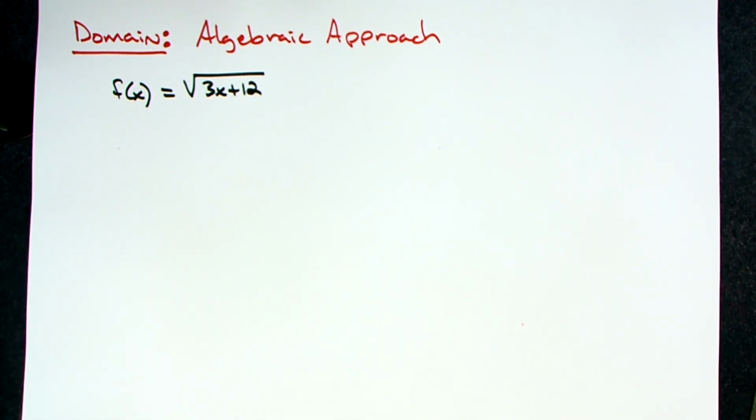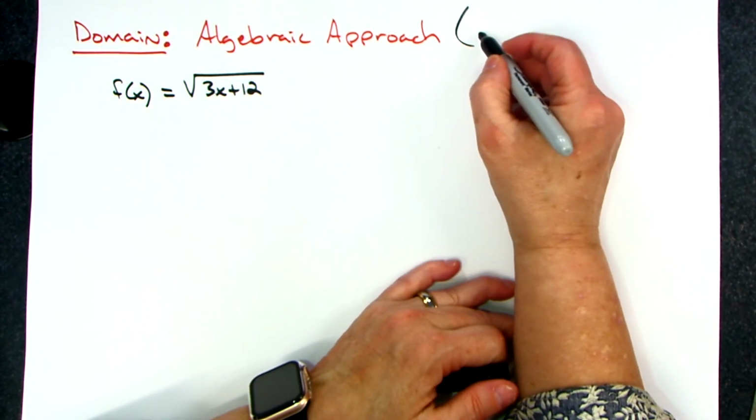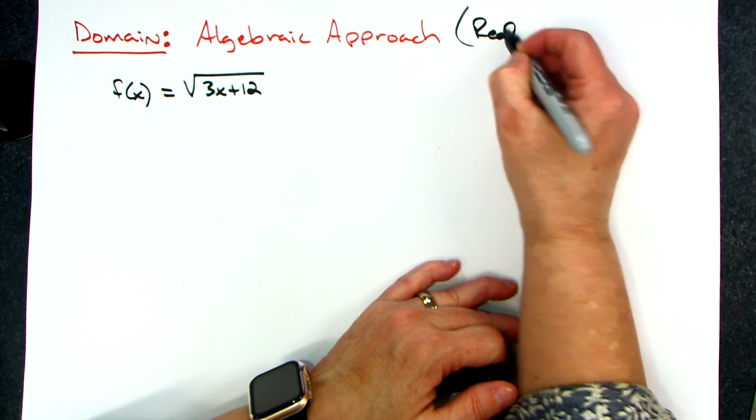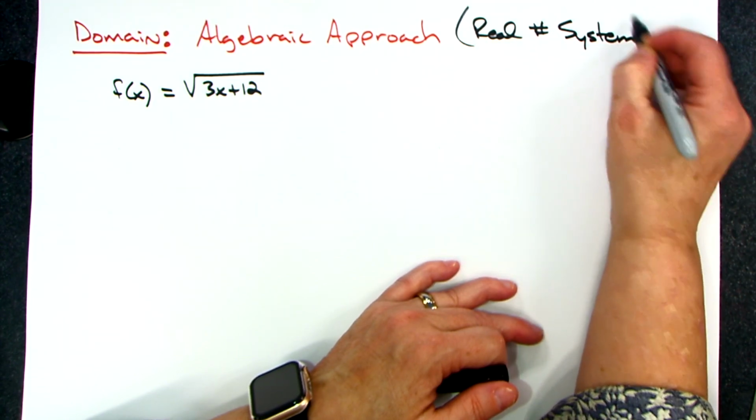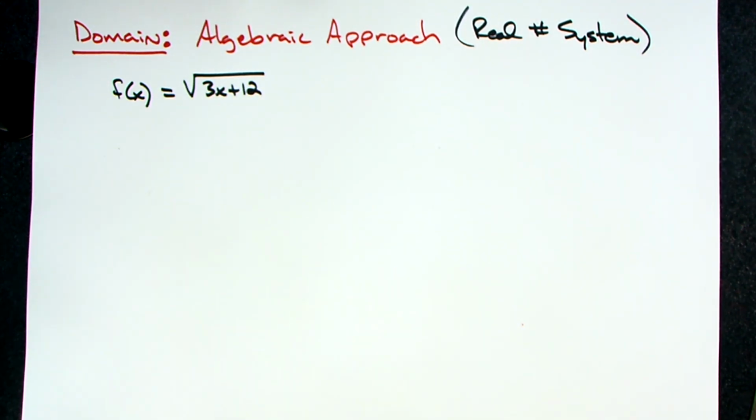Now in this first section, for the most part, we always find domain in the real number system. So domain, algebraic approach, let's put over here real number system. Which means if I'm only going to work in the real number system, I can't have any of those imaginary numbers. I can't have an i underneath the radical.